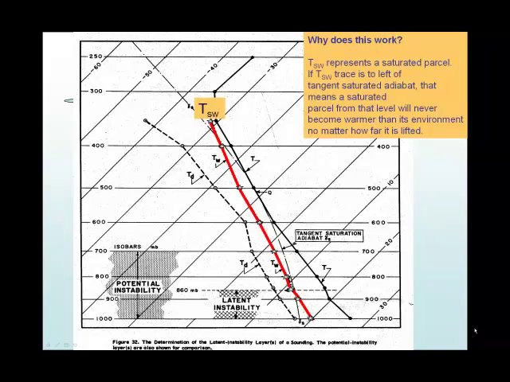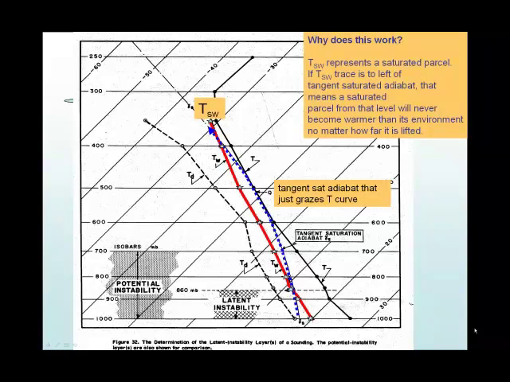Then we mark in the tangent saturation adiabat, and you can see it's the saturation adiabat with the lowest temperature that just grazes the temperature trace here at point Q. Now consider parcels of air on the wet bulb temperature profile to the left of the tangent saturation adiabat. Parcels lifted from this curve will follow a saturated adiabat, and the saturated adiabat along which they ascend will never cross the temperature profile.